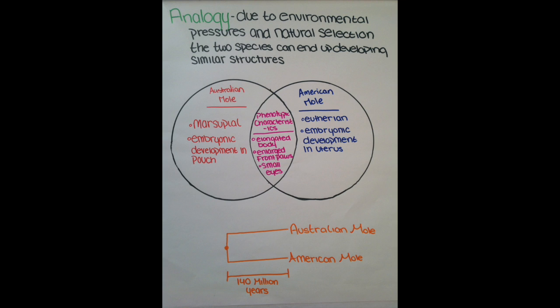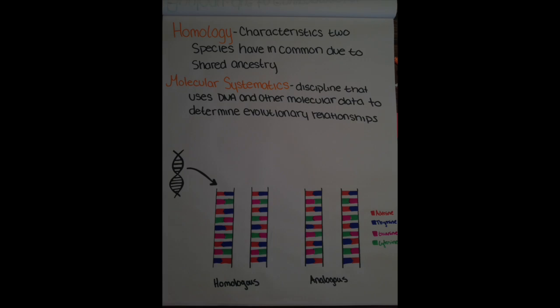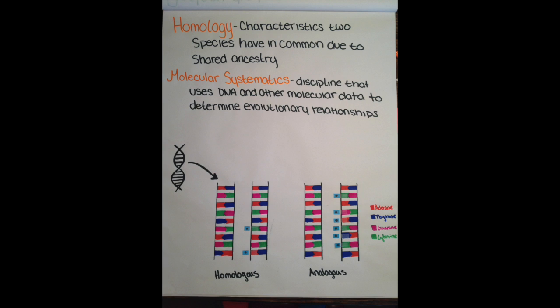Analogous structures that arose independently are also called homoplasies, which means to mold in the same way in Greek. Homologies are characteristics two species have in common due to shared ancestry. Molecular systematics is the discipline that uses DNA and other molecular data to determine evolutionary relationships. To determine whether two species have homologous or analogous structures, biologists must sequence DNA and compare the sequences of nucleic acids of organisms to determine the most likely cause of the similar characteristics.